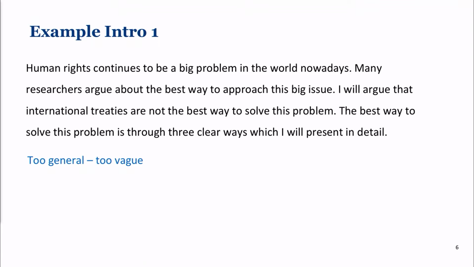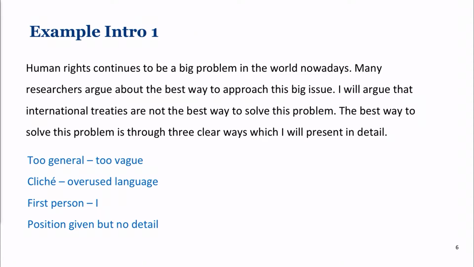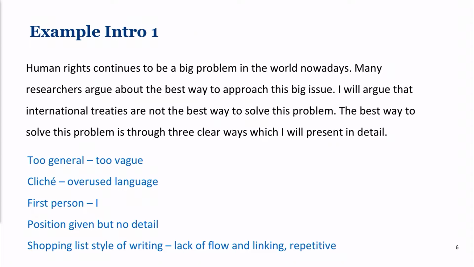What you might notice is that it's too general. It's too vague. It uses cliché, overused language, a big problem. Nowadays, many researchers. First person is used, I will argue. The position is given, but no detail. 3 clear ways. It's a shopping list style of writing. It lacks flow and linking. It's repetitive. This is not a good example.